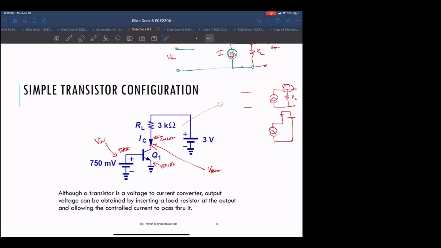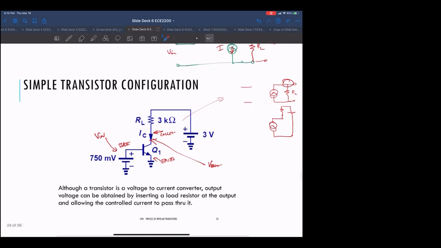Any questions about that? So this is kind of the real circuit you guys will be building, hopefully in the lab or whatever, going forward.